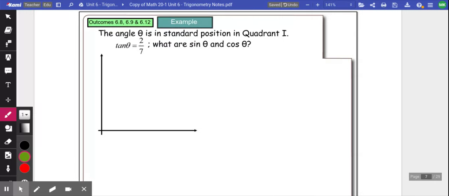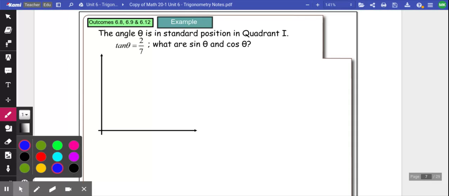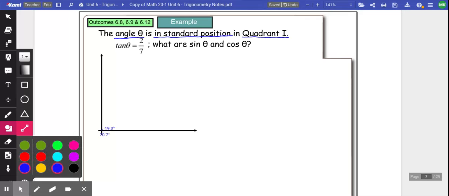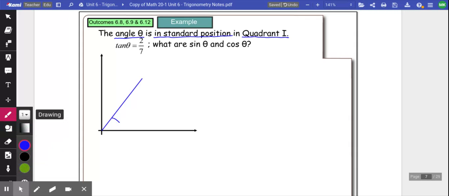Beautiful. Okay, so this question says the angle theta is in standard position in quadrant 1. Tan of theta equals 2/7. What are sine of theta and cos of theta? Okay, not much info given to us there. So we got to take that little bit of info and dissect it a little bit. Let's start off with it saying this, the angle theta in standard position. That is very key to us. And they told us what quadrant it's in. So what that means is that somewhere in quadrant 1, there's an angle that creates a standard position angle. Like that. We don't know where it is, but we know that exists.